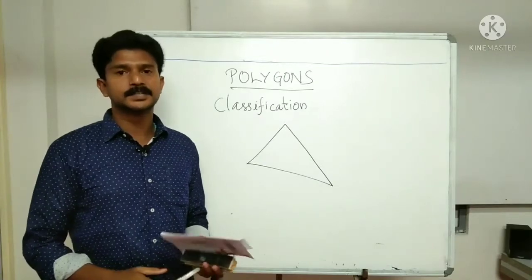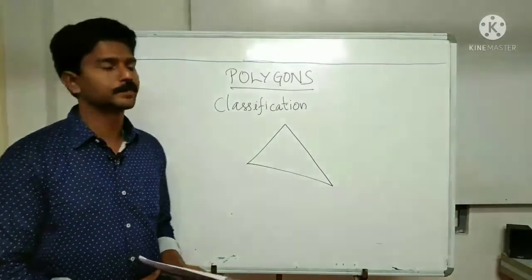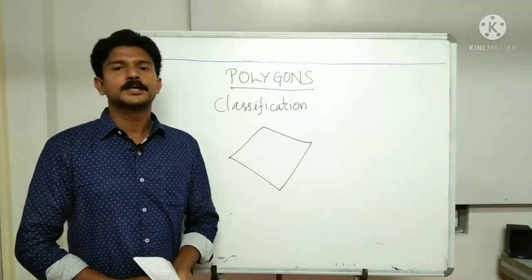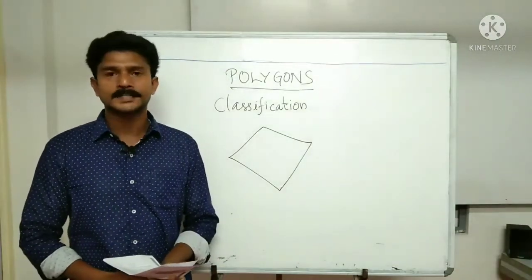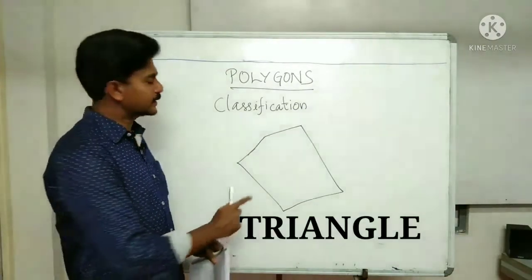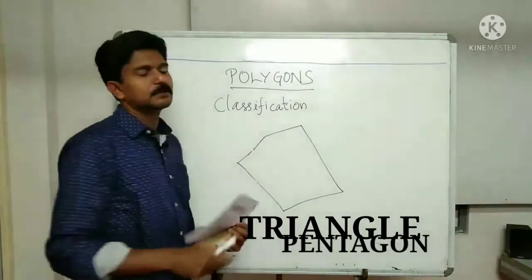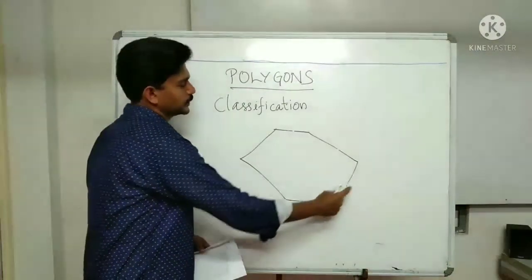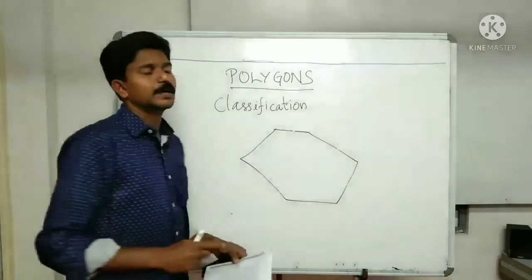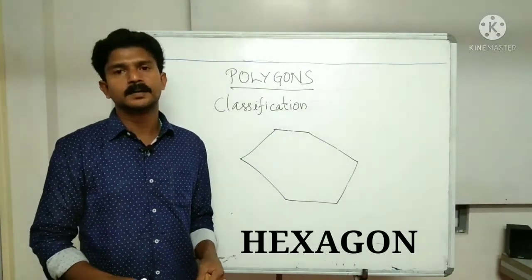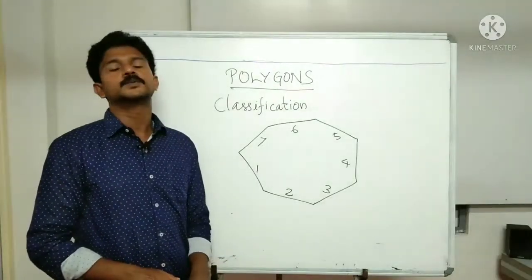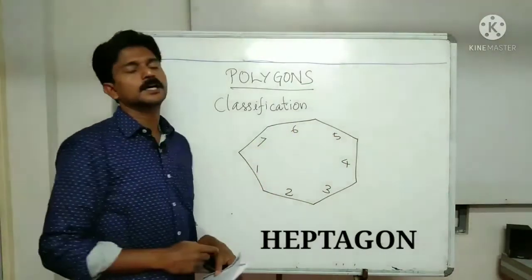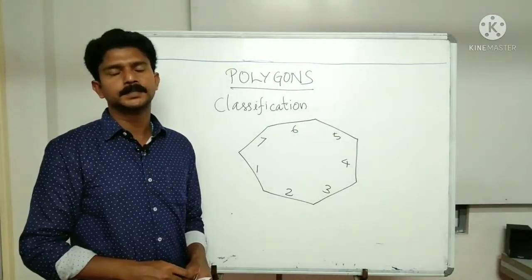Next, let us see the classification of different types of polygons. A polygon with three sides, we call a triangle. A polygon with four sides, we call a quadrilateral. With five sides, 1, 2, 3, 4, 5, we call it a pentagon. With six sides, we call it a hexagon. With seven sides, we call it a heptagon.